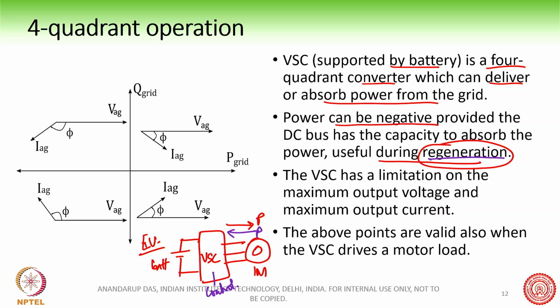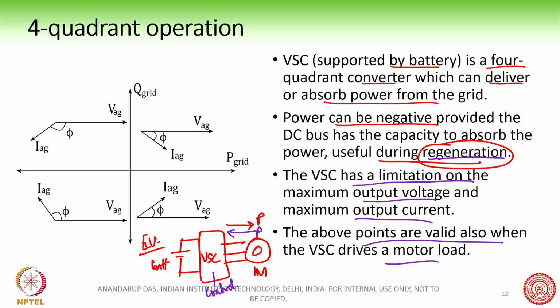The VSC has a limitation on the maximum output voltage and maximum output current. Of course, the VSC is made up of power devices, and all such power devices have a maximum voltage capacity and a maximum current capacity, and the VSC will be bound by those capacities imposed by the power devices, the voltage capacity and the current capacity. So the above points are also valid when the VSC drives a motor load. This is true.